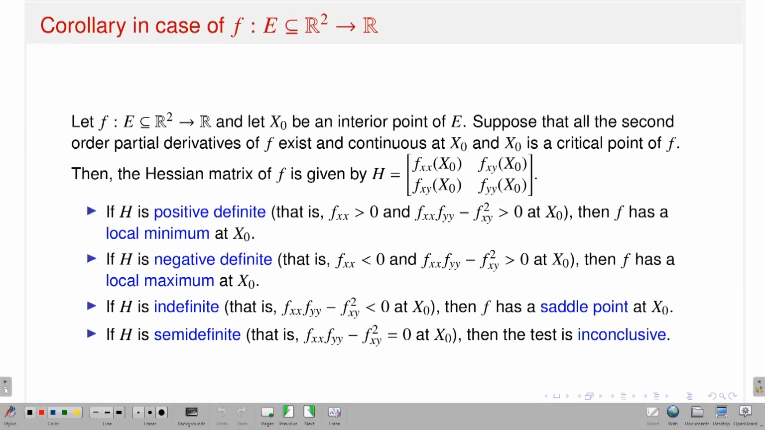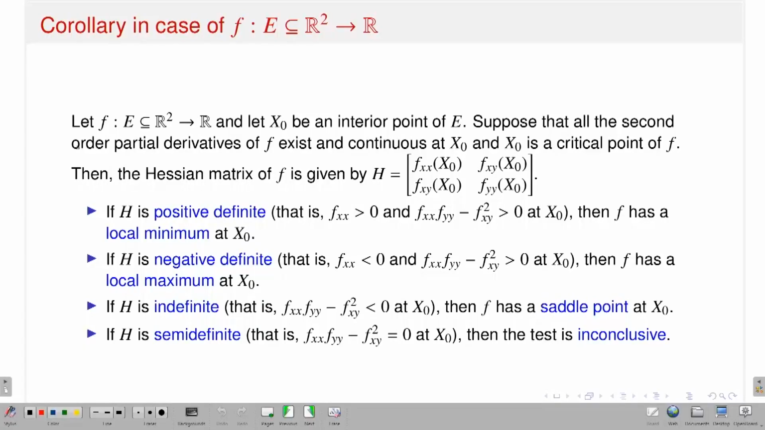Okay. As I said, in particular, if I take n equal to 2, that means I start with a function f from a subset E of R2 to R, then you have a 2 cross 2 matrix and you know all the entries, so you can say more explicitly whether there is a saddle point, or a local minimum or local maximum. So, what I am saying is that it is a corollary, because I am putting n equal to 2. Okay, what it says: let f be a function from R2 to R.